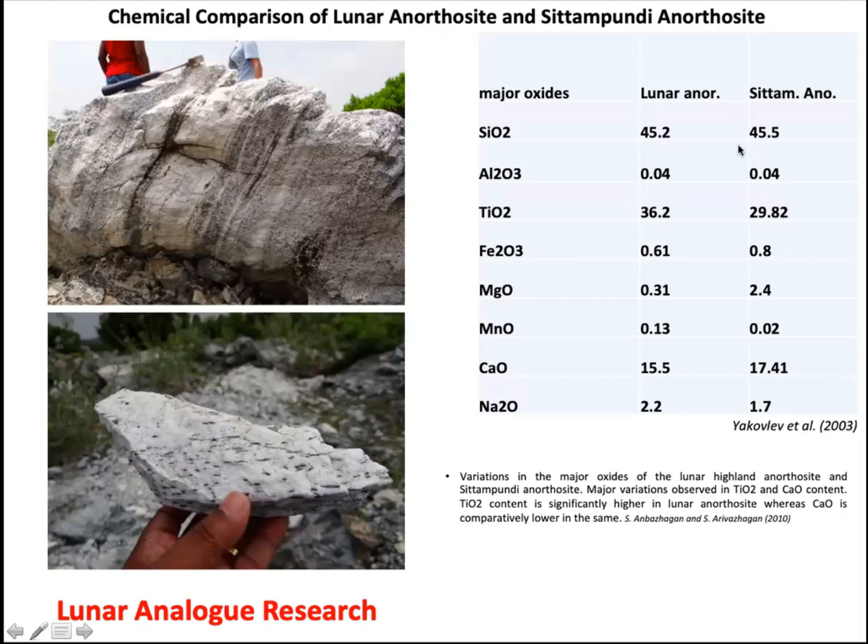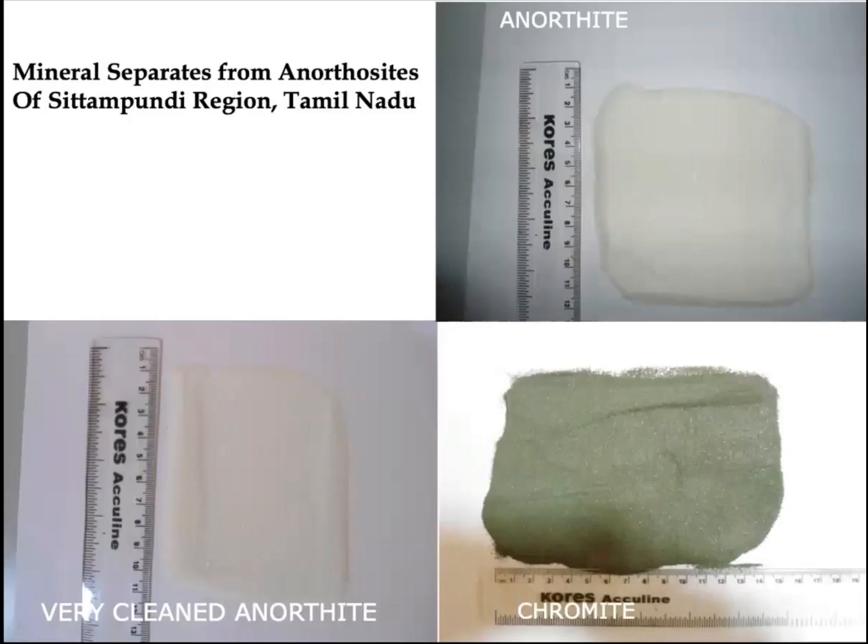Sometimes there is a close similarity with some oxides. Here you can notice a close similarity between various elements in that analog sample and the other samples, the lunar samples. Okay, so this is the approach. We will crush and powder that particular rock into several units. So we can have clean anorthosite over here.